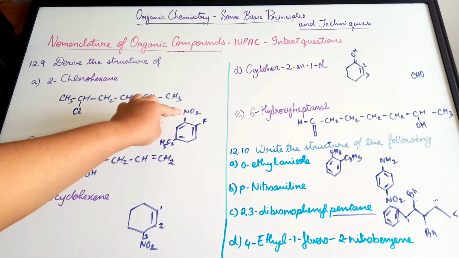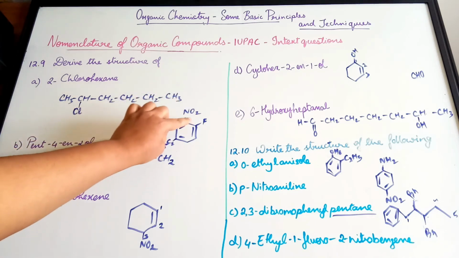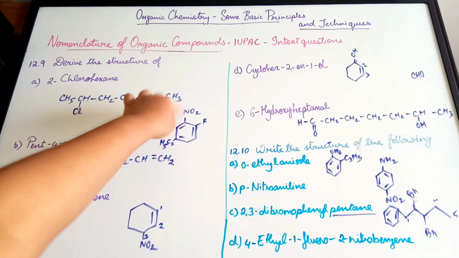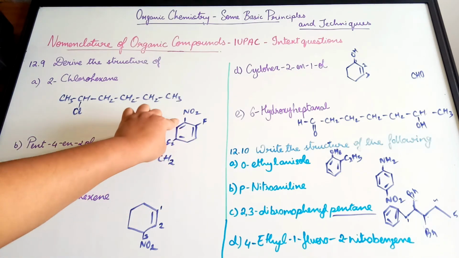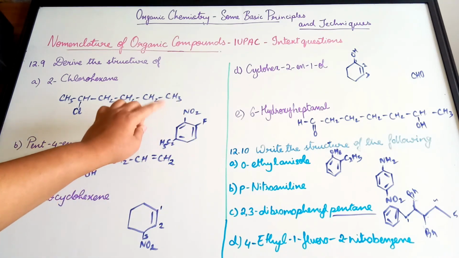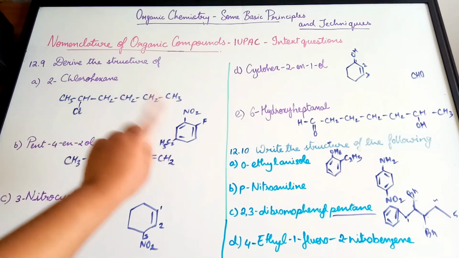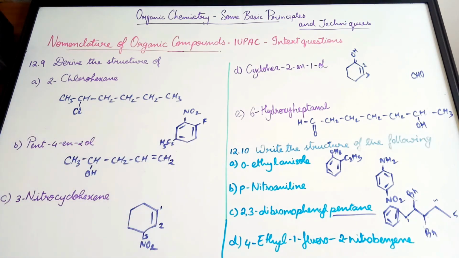We have numbered it in such a way that NO2 has the second position, fluoro has the first position, C2H5 has the fourth position. So we first drew nitrobenzene and then filled in the other groups. With that, we're done with the in-text questions. Next we will be learning about isomerism, so do check it out.